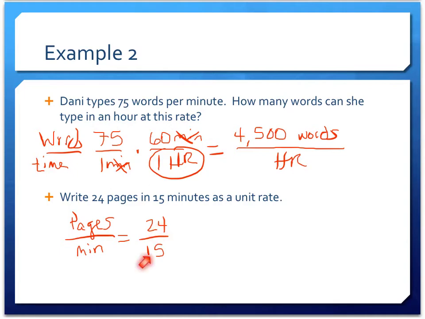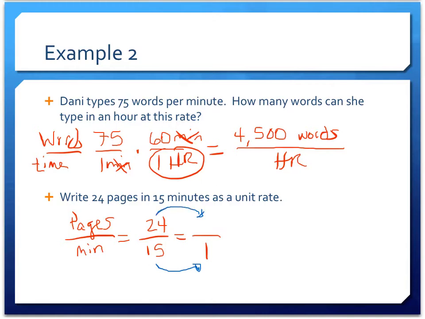So 24 pages in 15 minutes, and what I want to do is compare it to a unit rate of 1. I want the denominator to be 1. So this is going to be equal to some number over 1. So now to finish the problem, I'll need to work with this equivalent fraction. So again, whatever I do to the denominators, I'm going to do to the numerators.